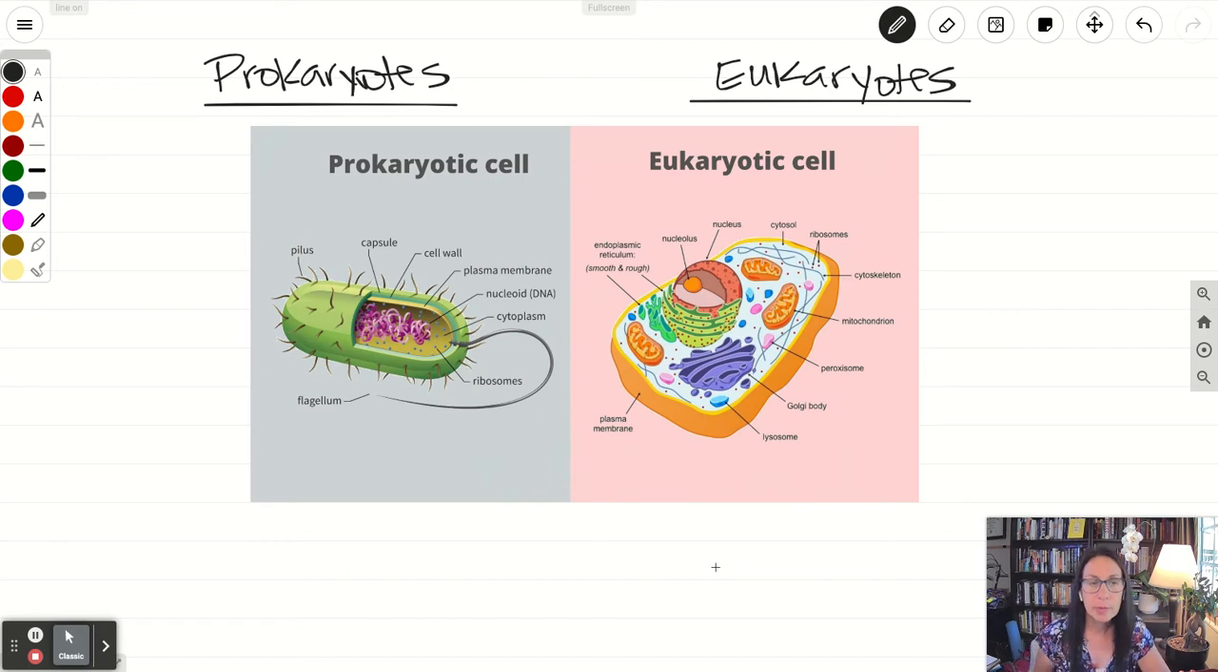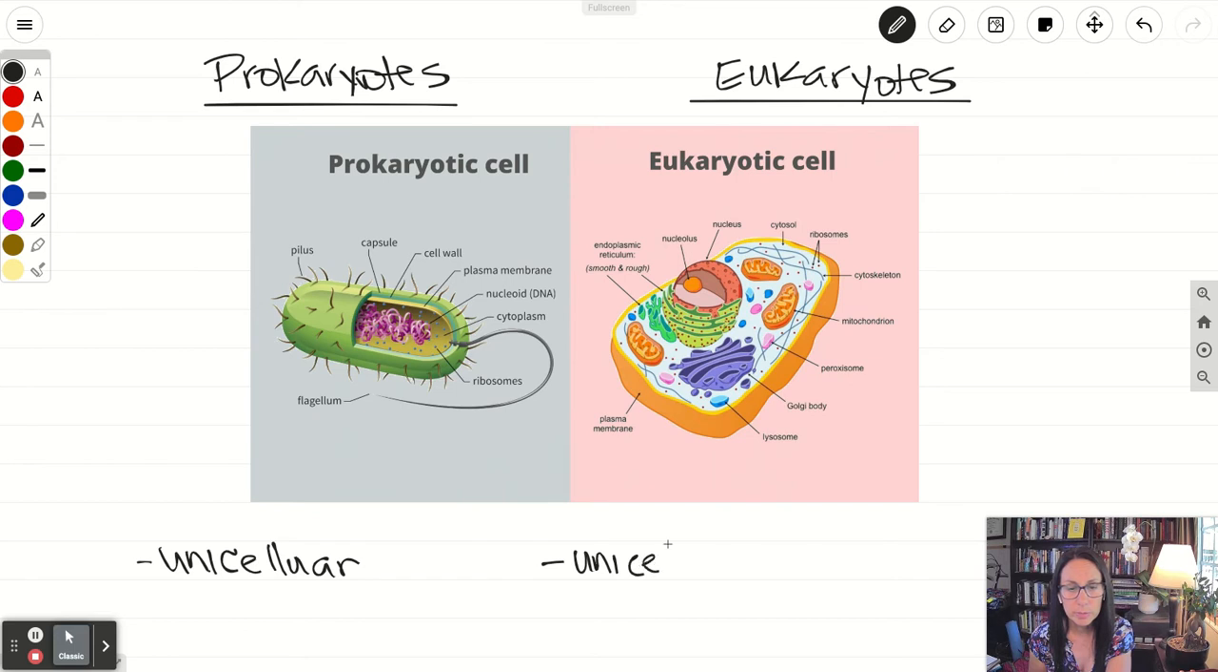A couple of things I want to point out: prokaryotes are always unicellular. So I'm going to make a list here. Prokaryotes are always unicellular, which means that all prokaryotic organisms are made of one cell. Eukaryotes, some of them are unicellular, but some of them are multicellular. So I'm going to put unicellular and multicellular.